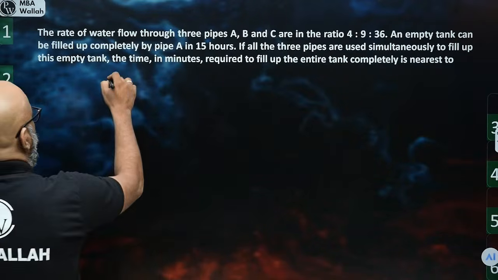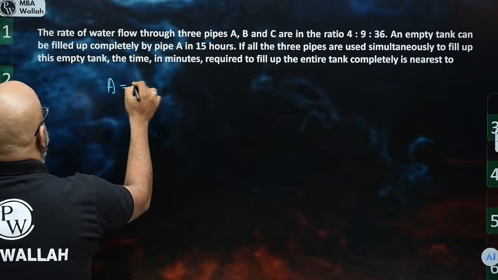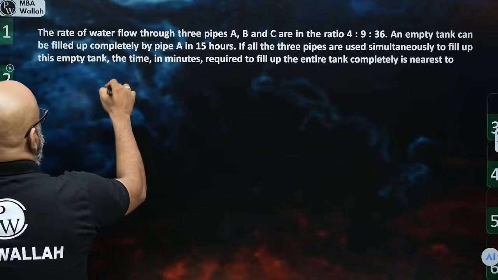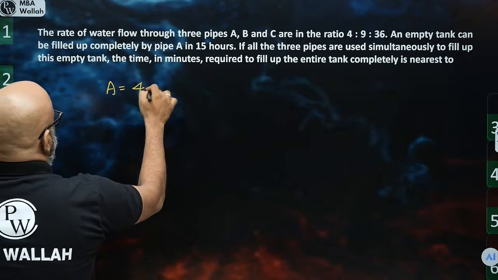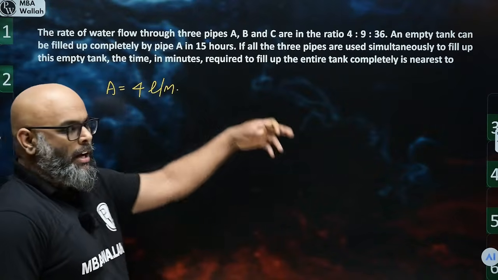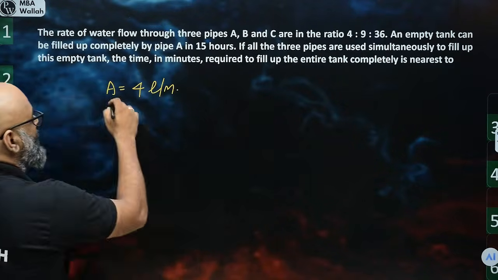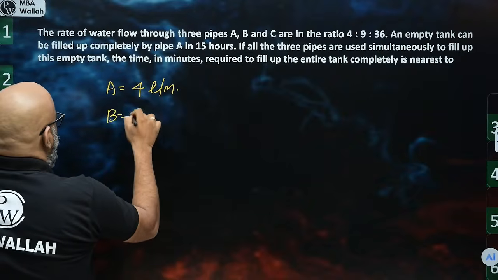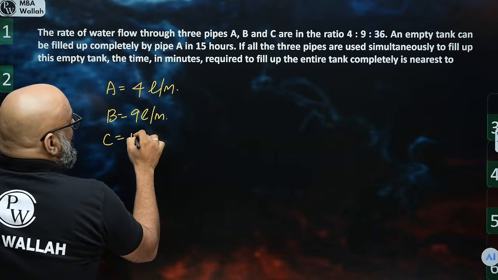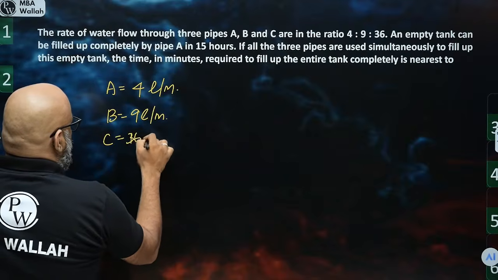So A takes, I want to change the ink. A takes 4 liters per minute. I'm going to write it in minutes because the answer is being asked in minutes. B is 9 liters per minute, whereas C will be 36 liters per minute.